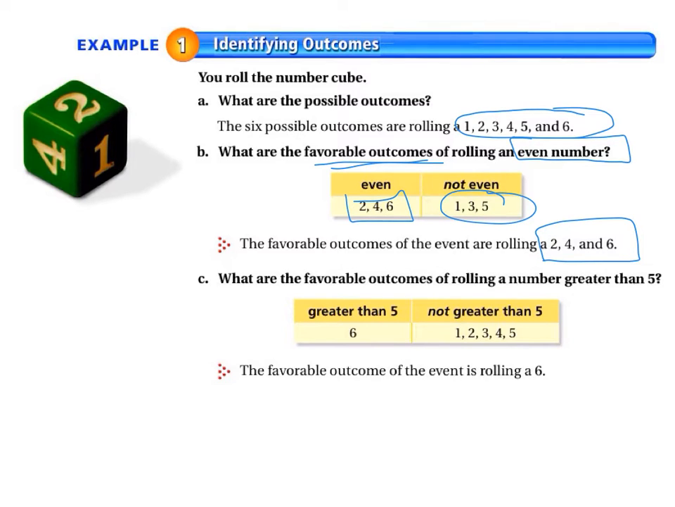Letter C, what are the favorable outcomes of rolling a number greater than 5? So the only number that's greater than 5 is 6 on a 6-sided die. The favorable outcome of the event is rolling a 6.